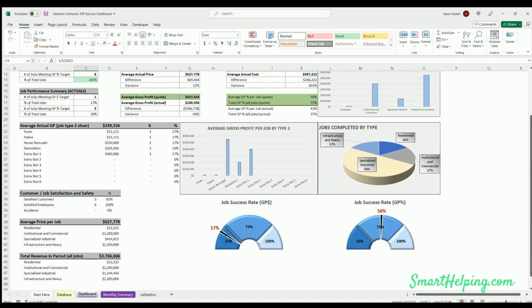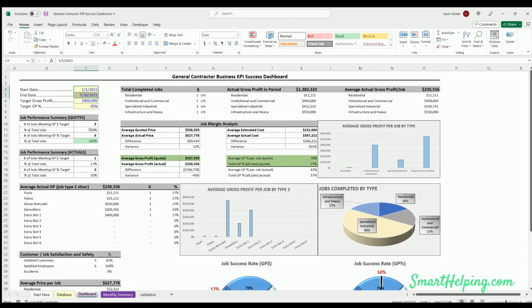Speedometers I went over, this is just showing you again, what was your amount of jobs that hit the gross profit dollar target? What was the amount of jobs that hit the gross profit margin target? So we're saying half our jobs are hitting the margin and only 17% are hitting the dollar value. And this data here is based on this.